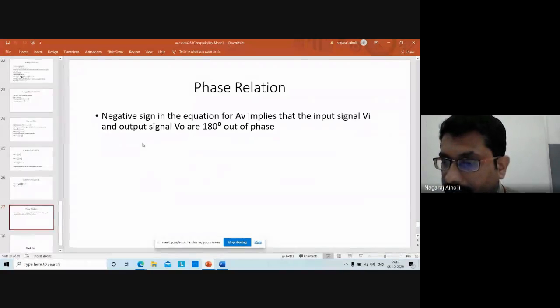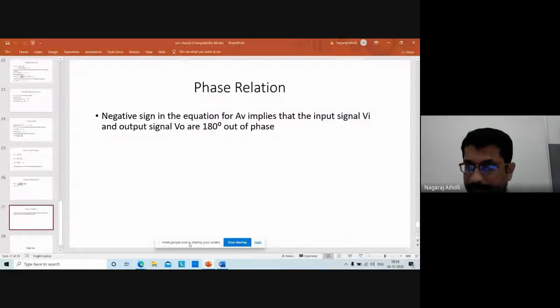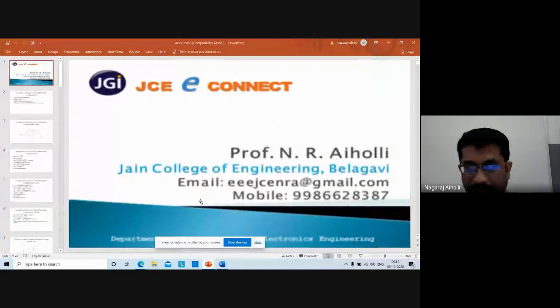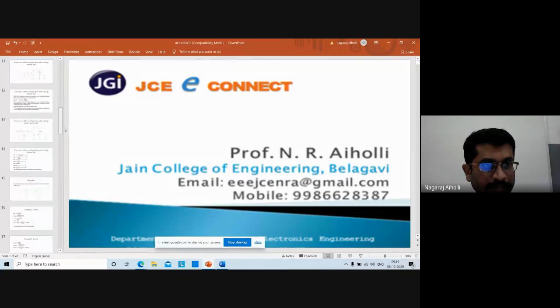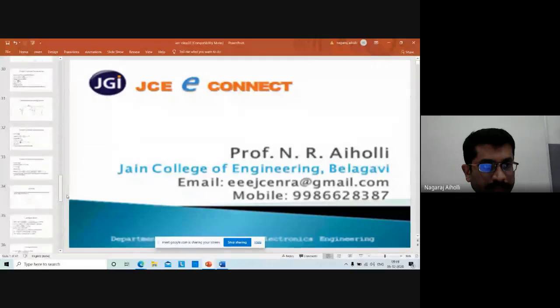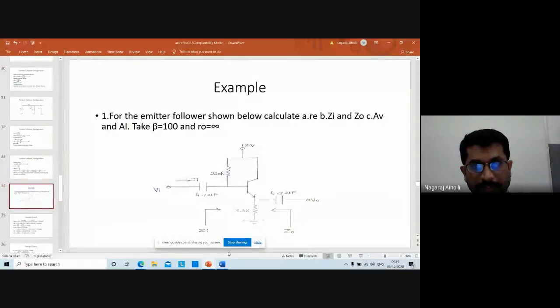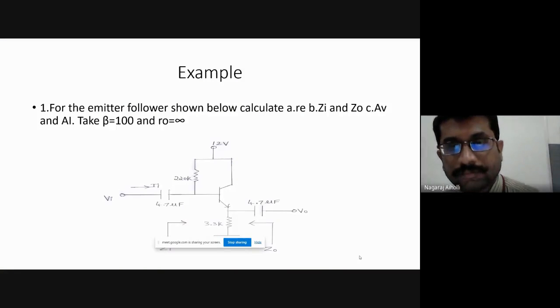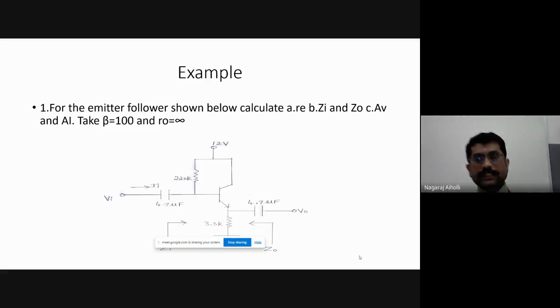Next question, question number 3. This is a problem that is asked in question 3 of the assignment. For the emitter follower shown below, calculate RE, ZI and Z0, AV and AI. Take beta equal to 100 and R0 equal to infinity.